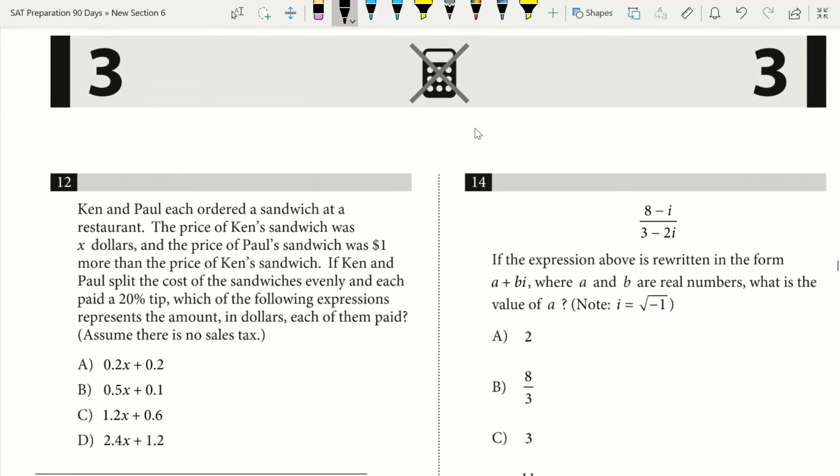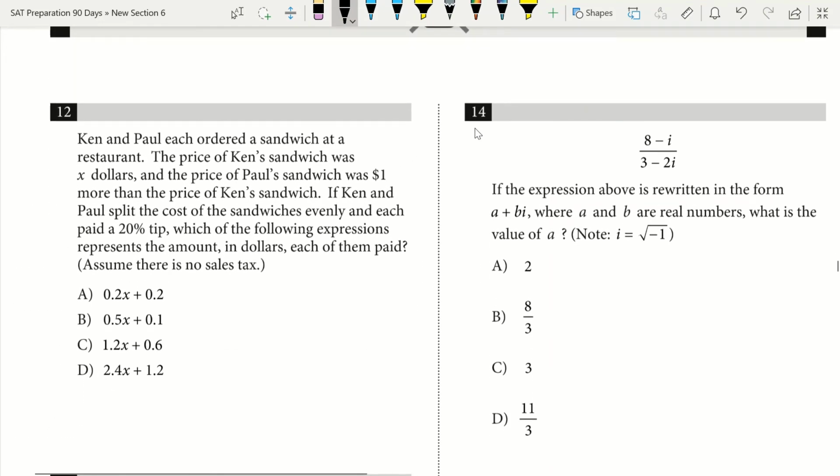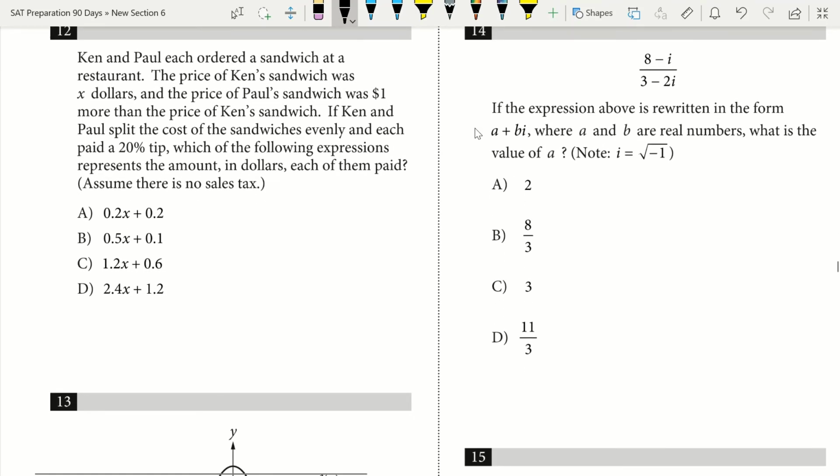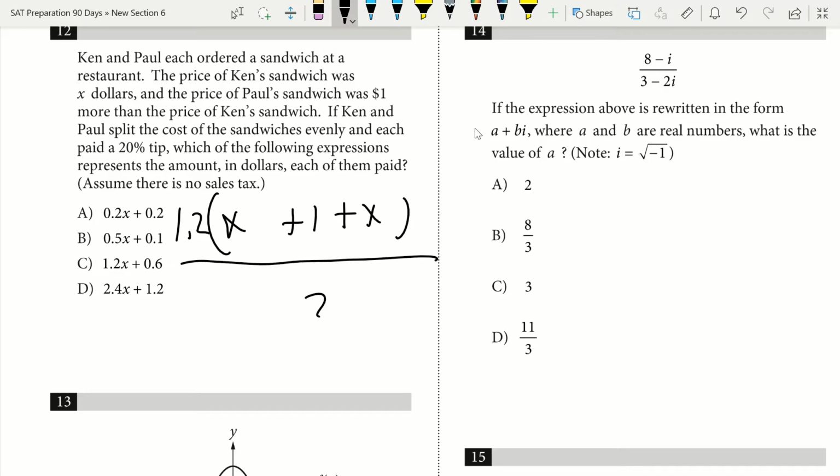All right, question 12. We've got Ken and Paul. Okay, so Ken and Paul each ordered a sandwich at a restaurant. The price of Ken's sandwich was x dollars, and the price of Paul's sandwich was $1 more than the price of Ken's sandwich. If Ken and Paul split the cost of the sandwiches evenly and each paid a 20% tip, which of the following expressions represents the amount in dollars each of them paid?